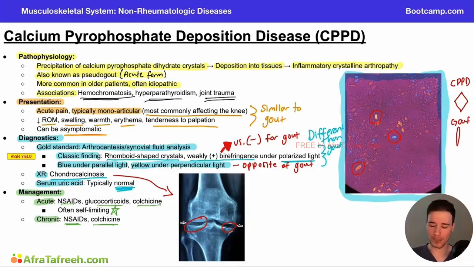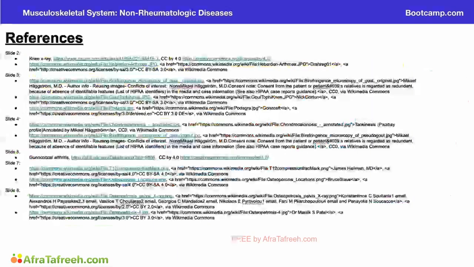Now, we talk about management here. We're looking at anti-inflammatories, glucocorticoids, and colchicine. We're really trying to practice symptom management here and help with their pain and their swelling so that hopefully the symptoms resolve over time.